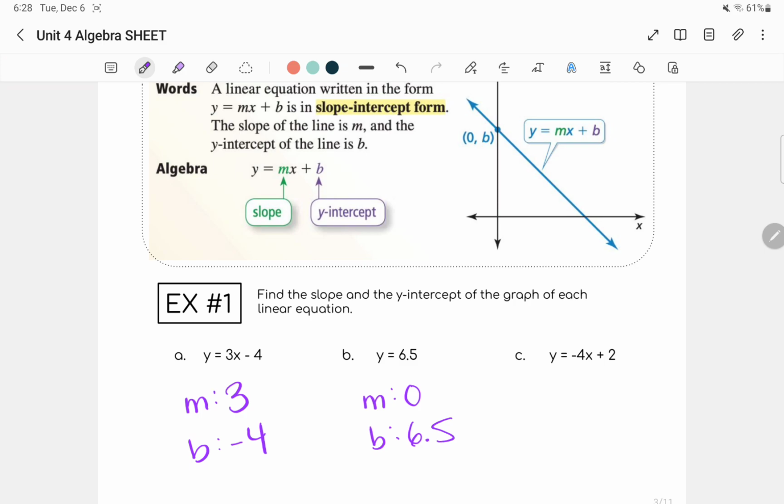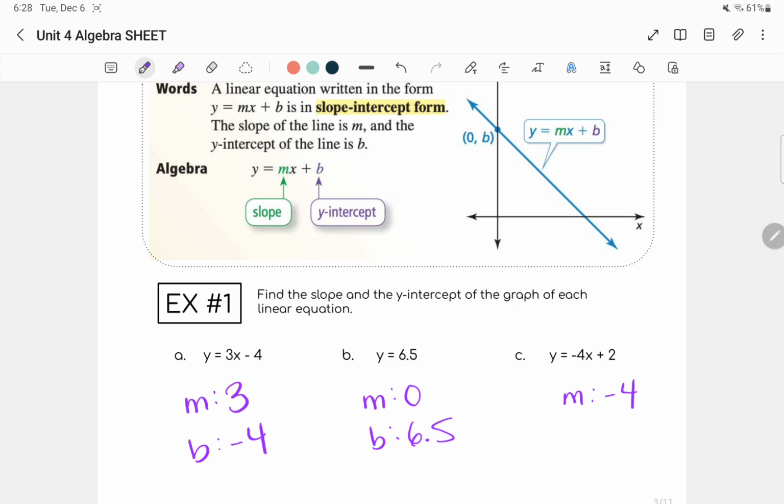And if you remember from our last lesson, there was a picture of the different slopes: positive, negative, 0, and undefined. So a 0 slope is actually going to be a horizontal line. So let's go on to letter C. So our slope here is -4.